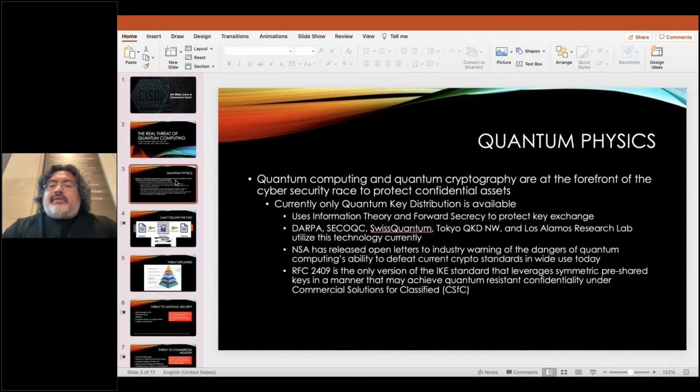But currently, a lot of the top research labs and entities are using quantum key distribution. RFC 2409 is the IKE standard that is using pre-shared keys, which falls under part of the Commercial Solutions for Classified program from the NSA, the National Security Agency. So we'll be talking a little bit about that program later in this presentation.